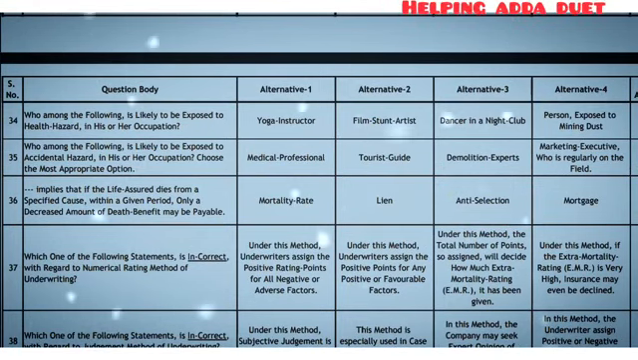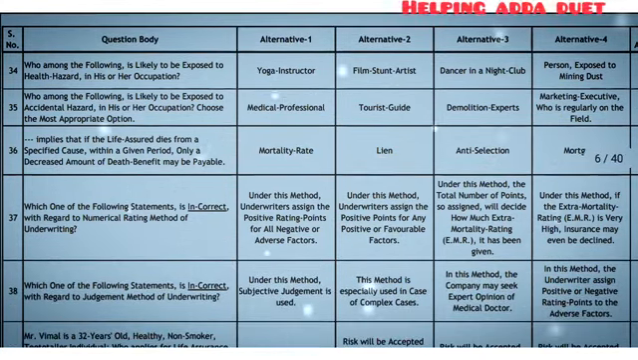Question number 35. Who among the following is likely to be exposed to accidental hazard in his or her occupation? Choose the most appropriate option. So the answer is demolition experts. Question number 36. This implies that if the life assured dies from a specified cause within a given period, only a decreased amount of death benefit may be payable. So the answer is lien.